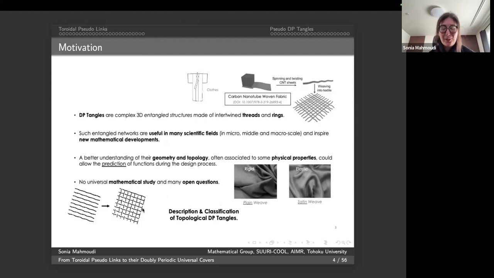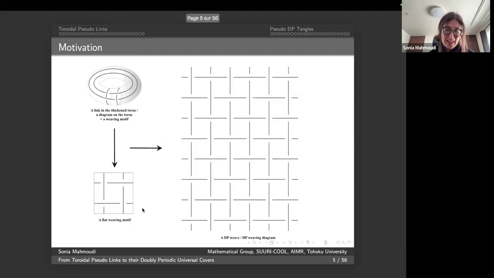It appears that knot theory is quite interesting to do that, and the relation is quite simple. If we model this structure as a doubly periodic tangle, you can see this object as some kind of universal cover of a classical link in the thickened torus. You also have, of course, the diagrammatic version of this, which allows us to use the tools of classical links in the thickened torus.